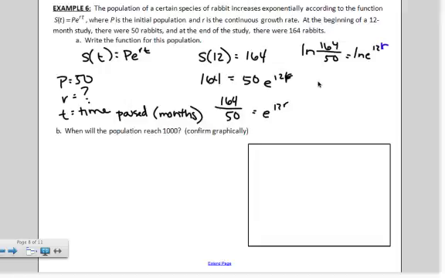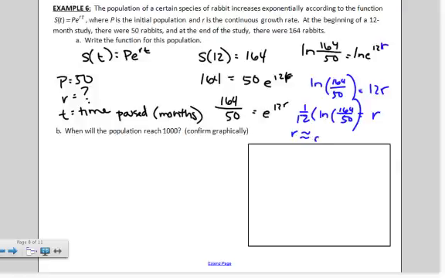So on the right-hand side, we have 12R times ln e, which is 1, so that goes away. The left-hand side stays the same. And we get R equal to 1/12 of the natural log of 164 over 50. When you go to the calculator, you get 0.09899 and a bunch of other numbers, and you want to store that value. So the function would actually be S of t.